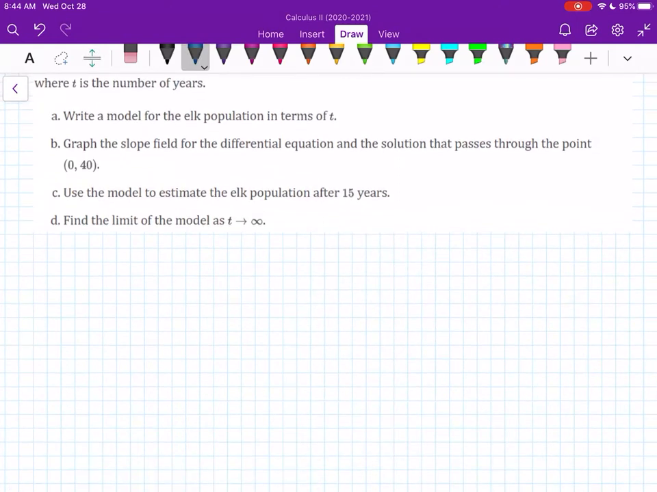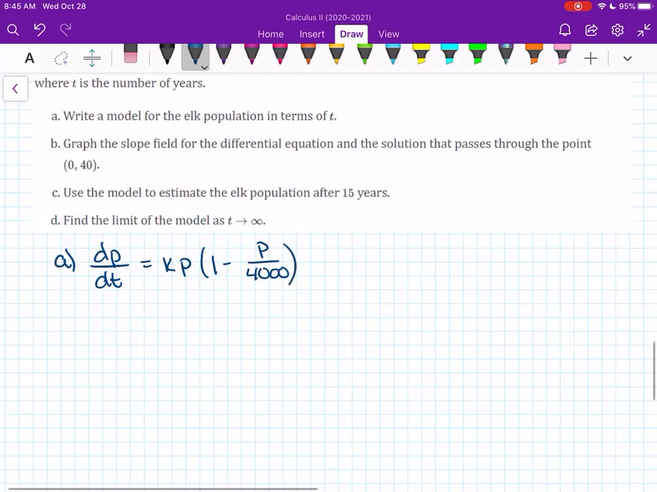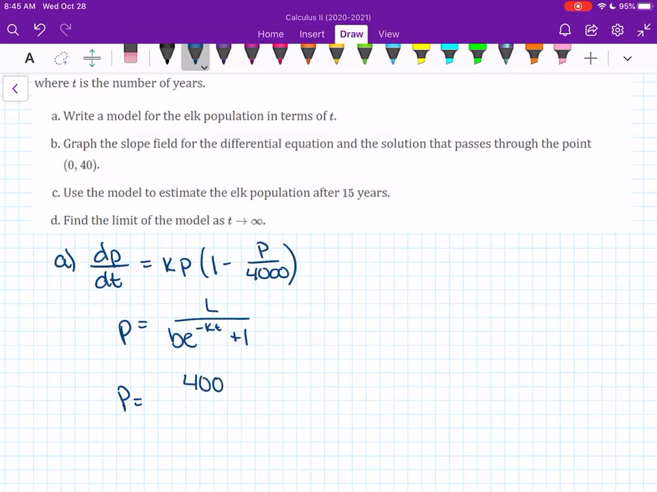All right, so if I look at A, dP/dt is going to equal kP times 1 minus P over 4,000. Well, we did our general solution before, so we know that our general solution will be P equals L over, I'm just going to write the whole thing out, b times e to the negative kt plus 1. So we have our carrying capacity, our L of 4,000, so I'm going to plug that in.